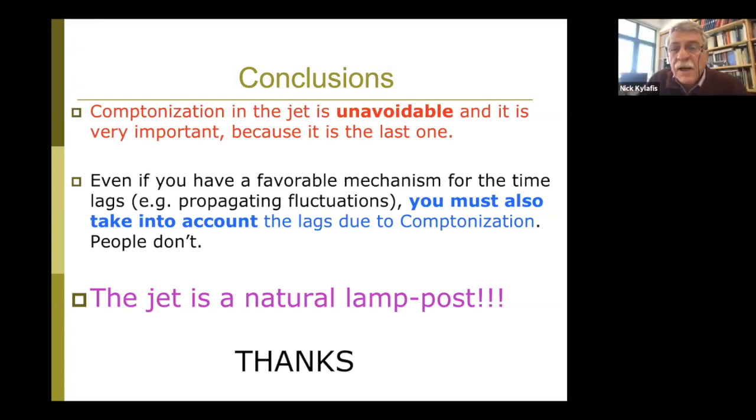I also said, Mukesh, that the lamppost model is a nice mathematical tool to explore things. So I am not against it, but it's not physical. I would like something physical. And the jet provides a physical source that sends photons towards the disk. It may not work. We haven't tried it. We don't know if we can explain all the details of the reflected spectra. But at least we try physically with a physical model.